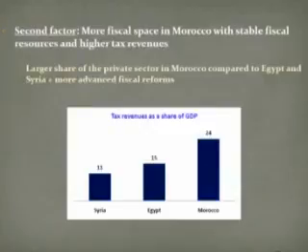The second factor is more fiscal space in Morocco, with stable fiscal resources compared to Egypt and Syria. You have here the indicator of tax revenues as a share of GDP. Syria it's 11%, Egypt it's 15%, and Morocco is 24%. So we have more taxes in Morocco compared to Egypt and Syria. In Syria, for instance, you still have 10 to 11% coming from the oil sector. In Egypt, you have 9%, you have the Suez Canal revenues, as well as some oil revenues.